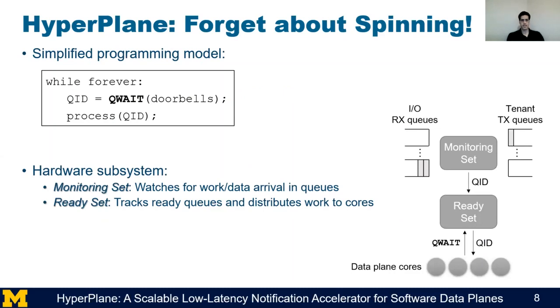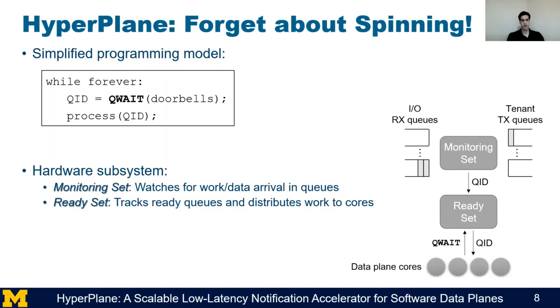Our proposed design, HyperPlane as a notification accelerator, has the behavior as shown in the simplified code snippet here. The poll loop is replaced by queue-wait. Queue-wait either returns the ID of a ready queue or halts execution.